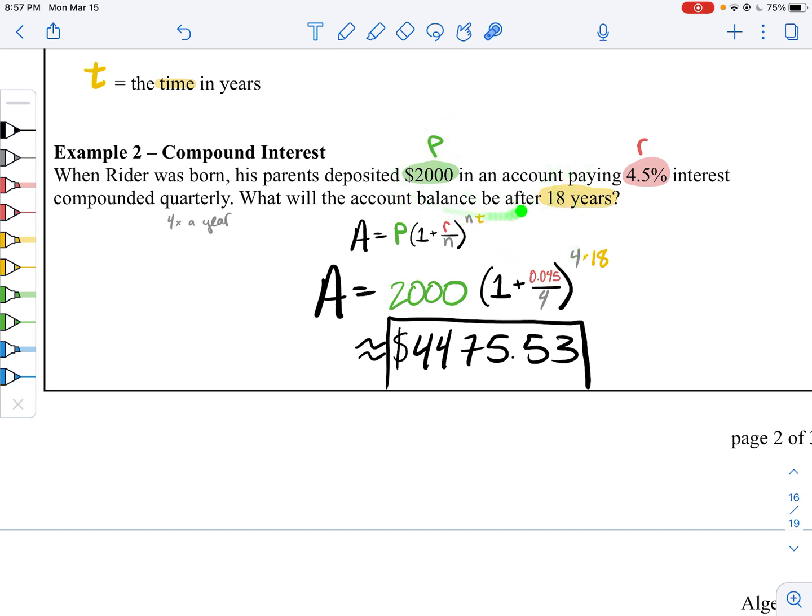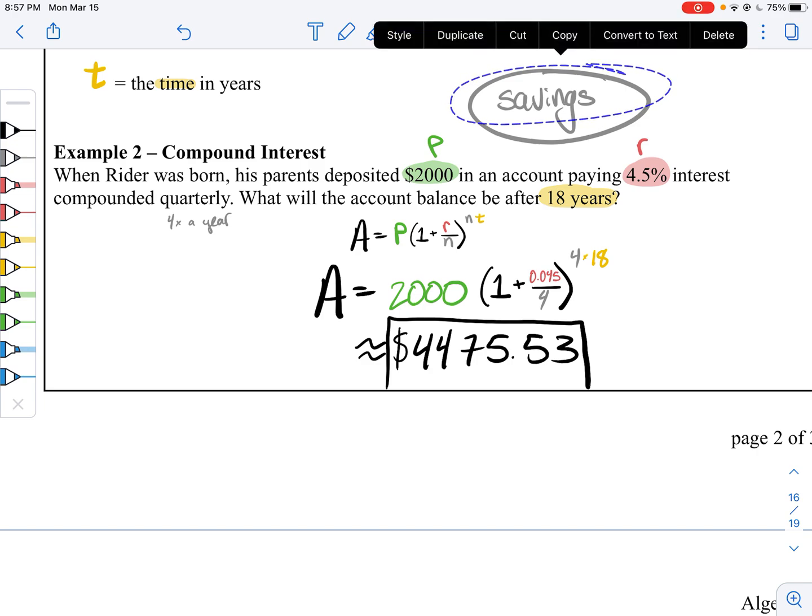Talk to your parents, like pause this video. Talk to your parents about, do I have a banking account? Can we start a savings account? Because seriously, save money and the bank will literally pay you to put your money in the bank. There's no reason not to.